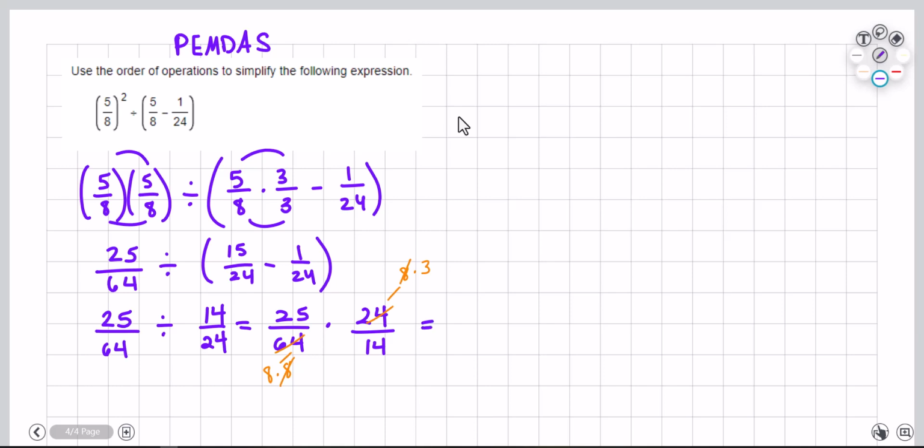So if I multiply 25 times 3, I think of 25 cents, 3 quarters is 75. And then here I have 8 times 14, so 14 times 8, 8 times 4 is 32. 8 times 1 is 8, plus 3, 11. Counted on my fingers on that one. 1, 1, 2.